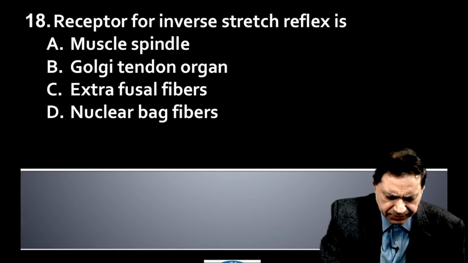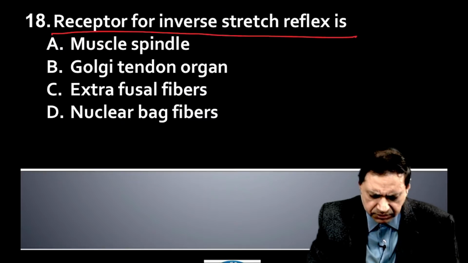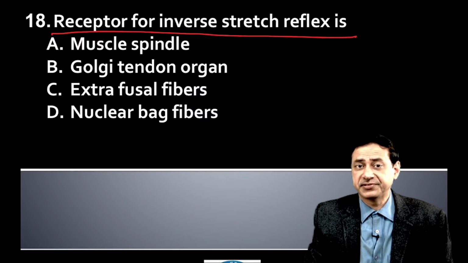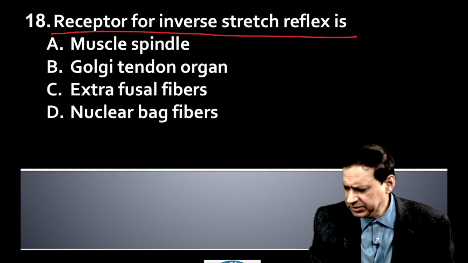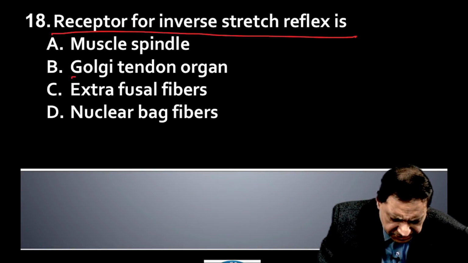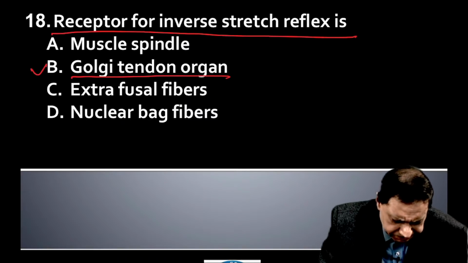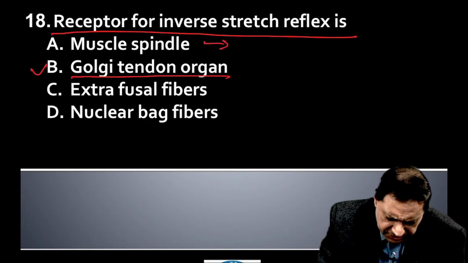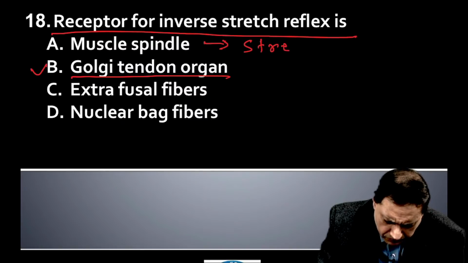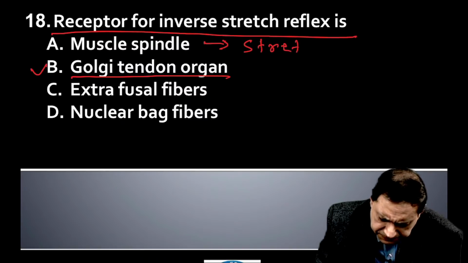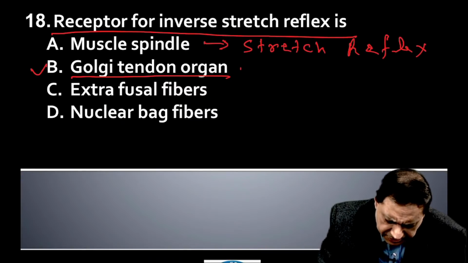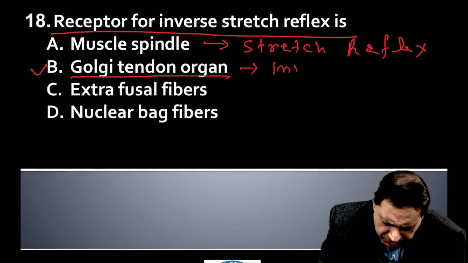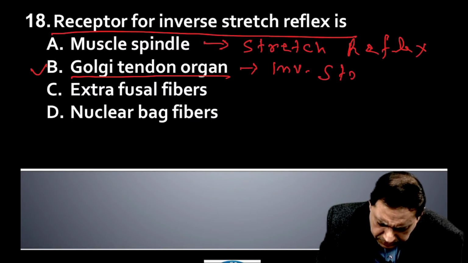See the next question. Receptor for inverse stretch reflex: which is the receptor for inverse stretch reflex? Golgi tendon organ. This is the answer. Muscle spindle is the receptor for stretch reflex, and Golgi tendon organ is the receptor for inverse stretch reflex.